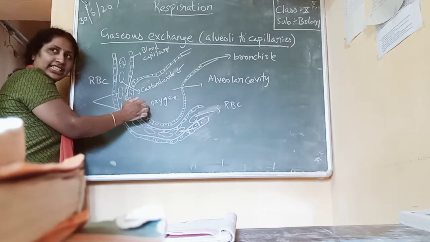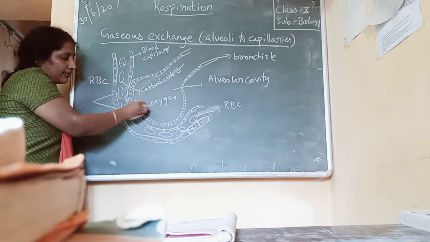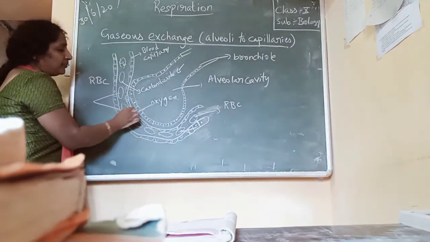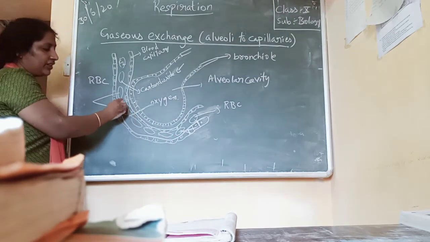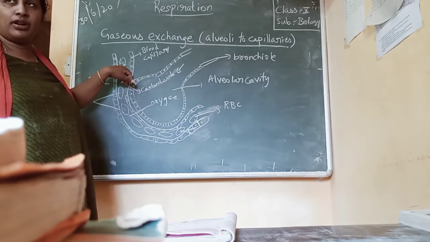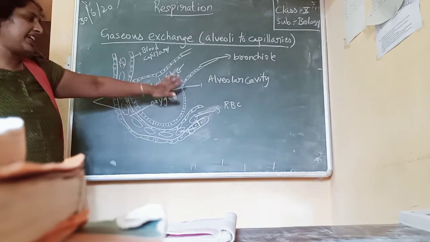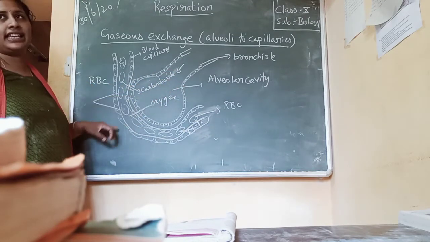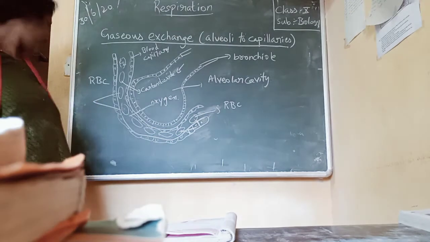The oxygen is available here, so the oxygen will cross the single membrane of the alveoli and come to the RBC, in which hemoglobin is present, and it will react with the hemoglobin. The RBC, which are reddish brown in color, now change to bright red because carbon dioxide has already been given to the alveoli and now the RBC has taken the oxygen.